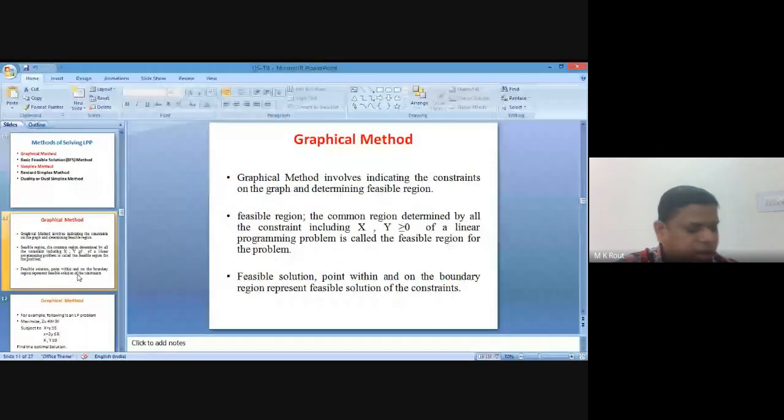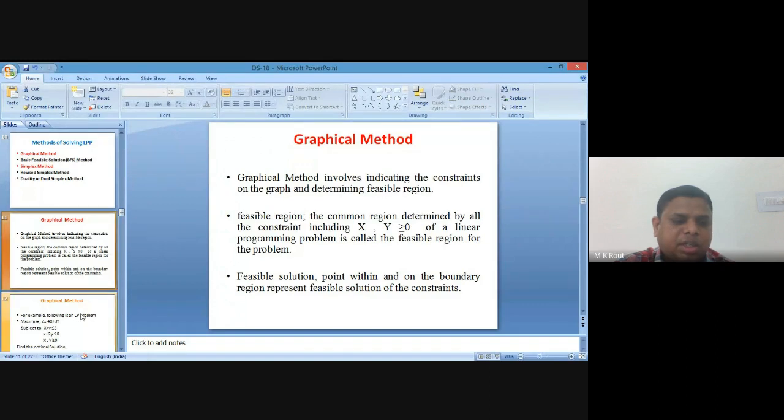In case of the graphical method, it involves indicating the constraints on graph paper and determining the feasible region. So the question arises, what do you mean by feasible region? The common region determined by all the constraints, including x and y greater than or equal to 0, of a linear programming problem is called the feasible region for that problem. The next is feasible solution. The points within or on the boundary of the region represent feasible solutions of the constraints.